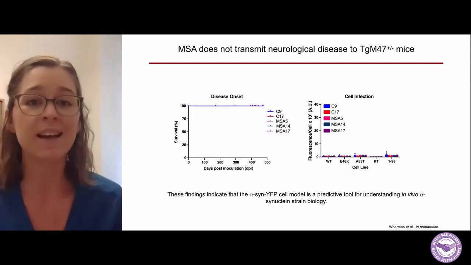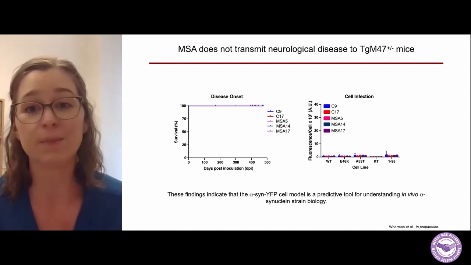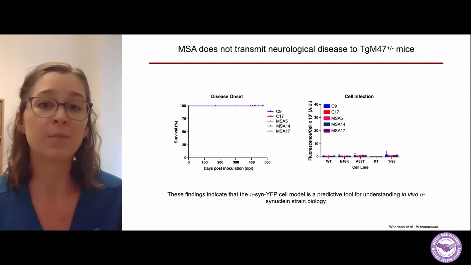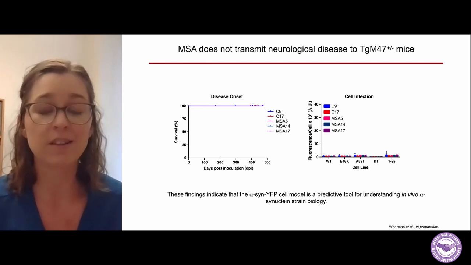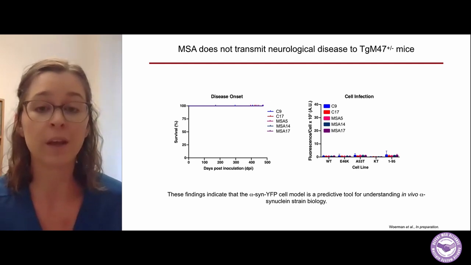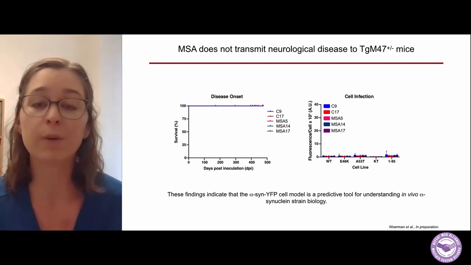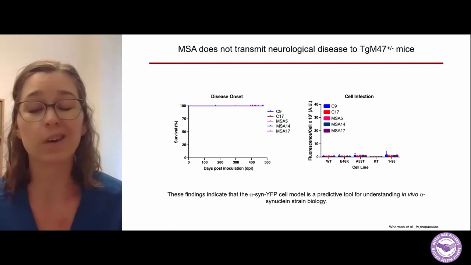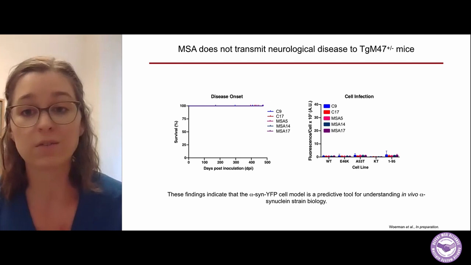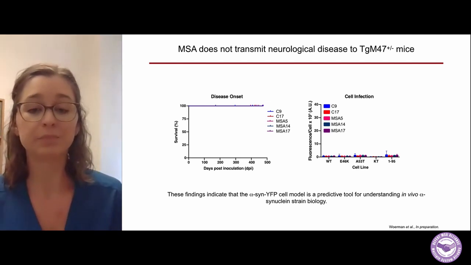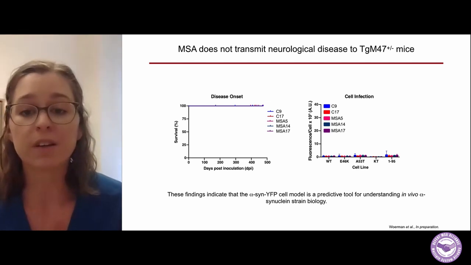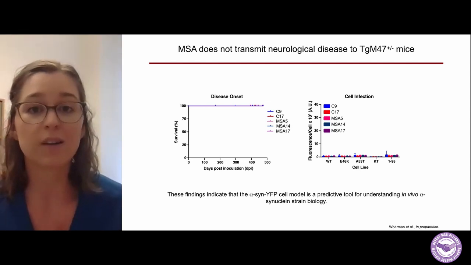And interestingly, MSA does not transmit neurological disease to M47 mice. So this follows the paradigm where E46K blocked infection in our cell model, and it also blocks infection in the mouse model as well. And when we take the brains from the mice that were infected with MSA and use them as the source for our cell assay, we also do not get any cellular infection. So these findings show us that our cell model is a predictive tool for understanding the strain biology.